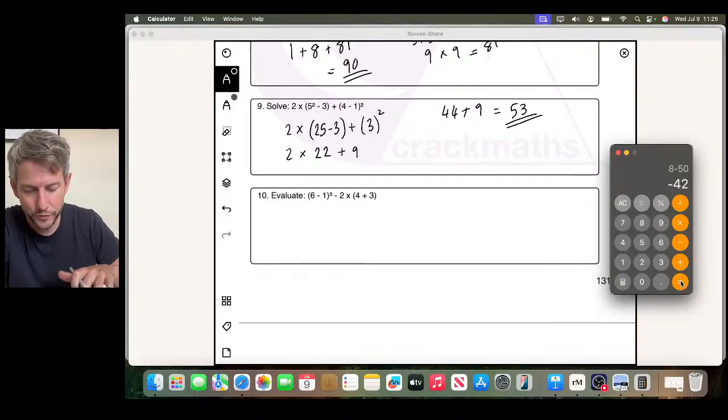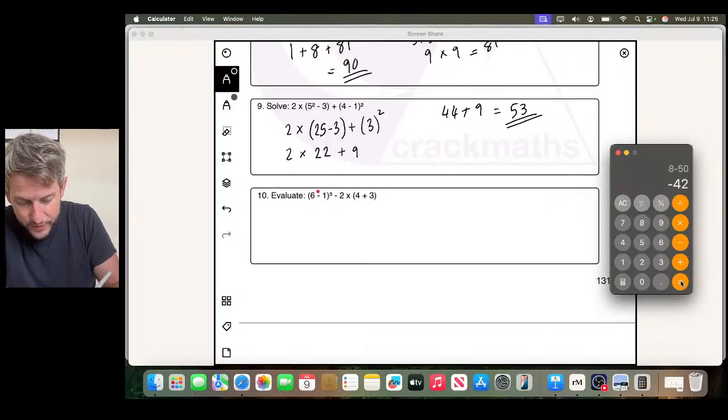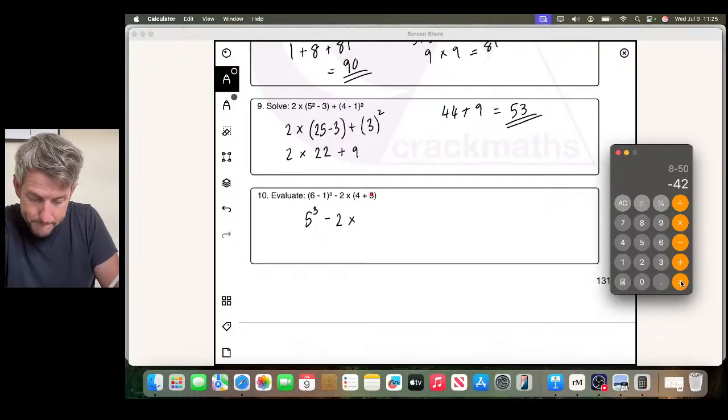Okay, wonderful. Right, question 10. Evaluate 6 minus 1 cubed minus 2 times 4 plus 3. Okay, so brackets first. So we've got 5 cubed minus 2 times 7. Right, so 5 cubed is 5 times 5 times 5. Well, 5 times 5 is 25, so this is 25 times 5.